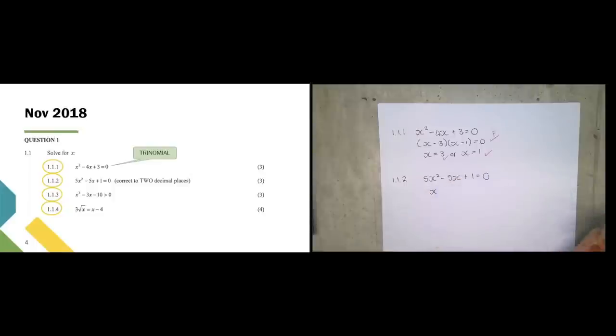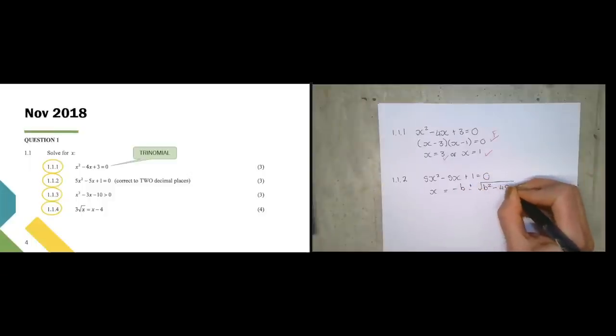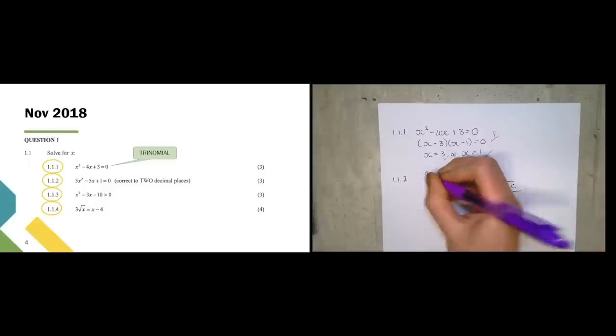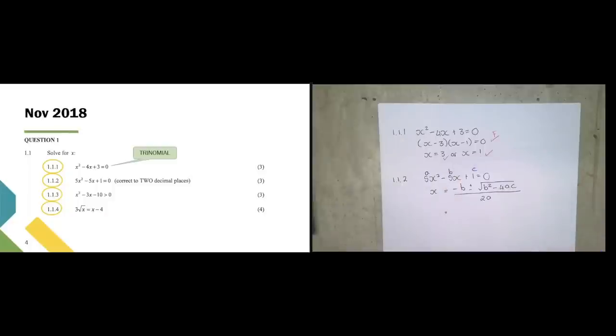What is my quadratic formula? x equals negative b plus minus the square root of b squared minus 4ac, everything over 2a. Just a reminder, how do I know what's a, b, and c? a is the value in front of the x squared, b is by x, and c is the one with no x's. You do have to show your substitution.